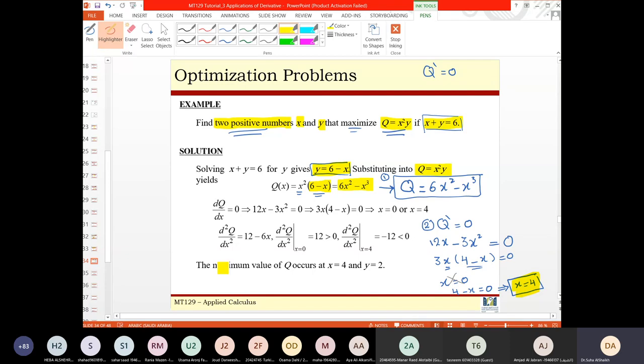I got the x. I remain with step number 3, getting the y. How can I get the y? The y is equal to 6 minus x. Okay, then the y is equal to 6 minus x, which is 4. So the y is equal to 2. We got the x, we got the y, so we solved the problem.